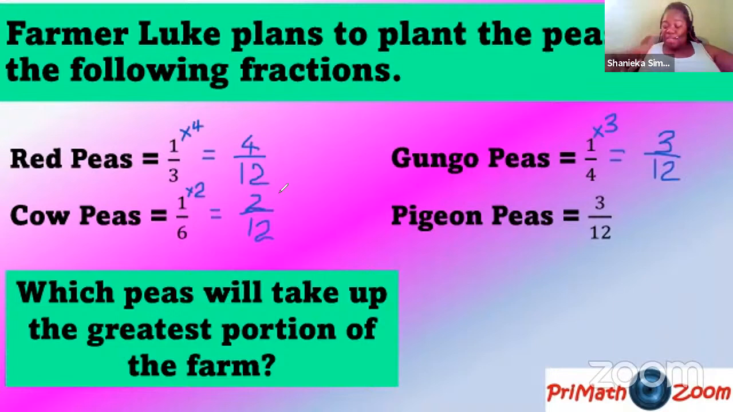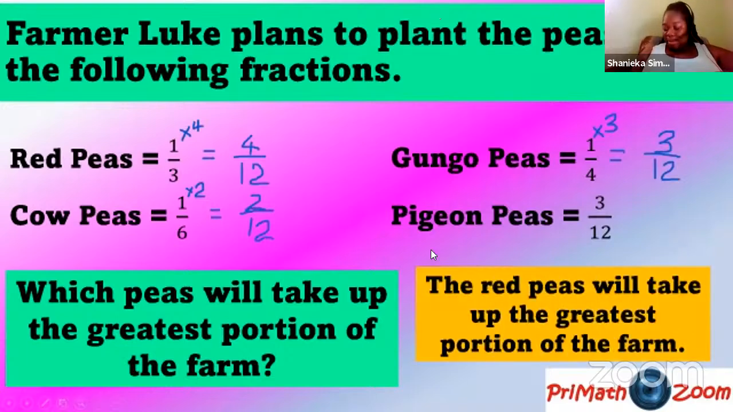It says, guys, which peas, not fraction. So I see Janelle saying red peas. Michaela saying red peas. Mark saying red peas. Dana, Jamari, they seem to be agreeing with you. They're all saying red peas. And guys, you are correct, because if this one takes up 4 12s, this takes up 2 12s, this one takes up 3 12s, and this one 3 12s, 4 12s is a greater portion, and so red peas would have taken up the greatest portion of the farm.